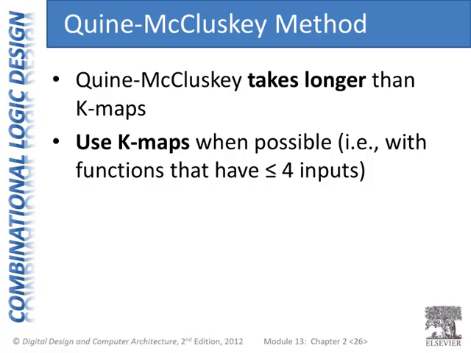Quine-McCluskey takes longer than K-maps. Use K-maps when possible. So for functions that have less than or equal to 4 inputs, use a K-map unless you're asked to use Quine-McCluskey. And even if you're asked to use Quine-McCluskey, use the K-map as a double check to make sure that your Quine-McCluskey worked out as it should have.